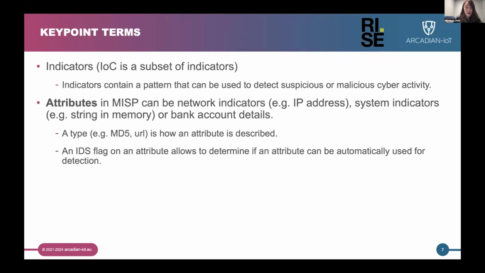We have talked about IOC. IOC is an indicator of compromise. It contains a pattern that can be used to detect suspicious or malicious cyber activity. The attributes in MISP can be a network indicator like an IP address, or a system indicator like a string in memory, or even a bank fraud transaction, or account details. The attribute can be anything, for example an MD5 or a URL. So it's different kinds of information, and all of it can be shared. There is also one attribute called the IDS flag, which indicates whether you can use this attribute directly in the IDS system.